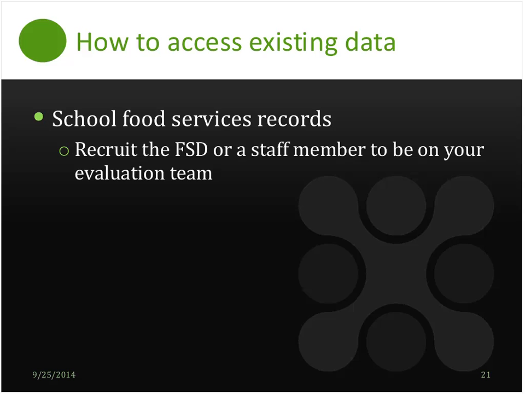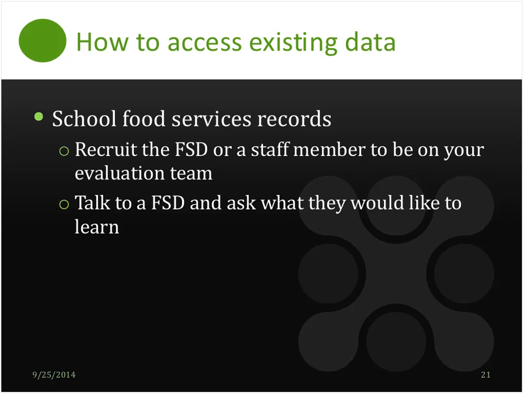If you're not able to recruit the food service director or some other key stakeholder on your team, then the next best option is to explain to the person the purpose of your evaluation, that you're doing this evaluation, and ask them if there are any issues that they would like to learn about through your evaluation. Here, what you're doing is giving them the opportunity to give you some important feedback that you really would need, and that's why you wanted them on your evaluation team, but you're also creating that buy-in. So when you ask them for their records, they're going to be more willing to want to work with you.